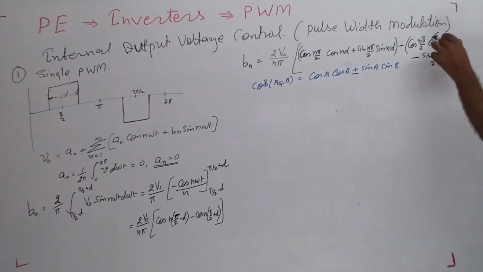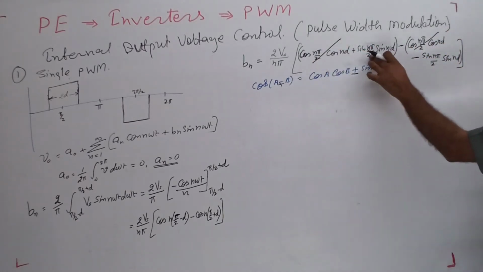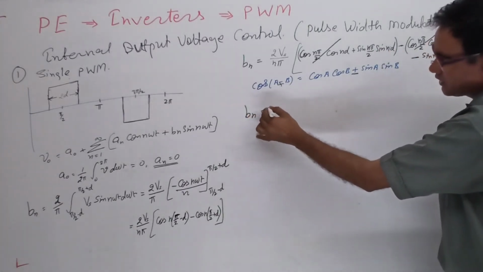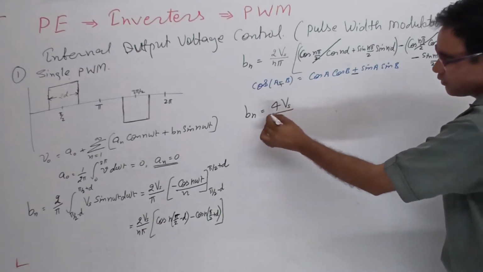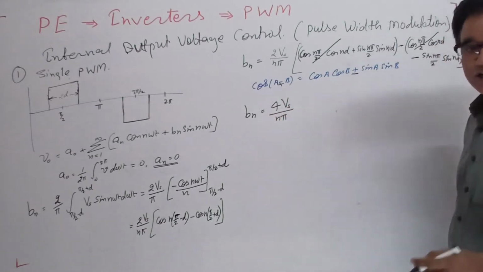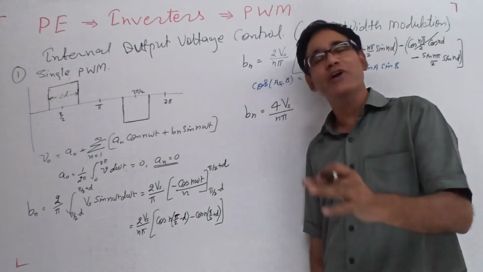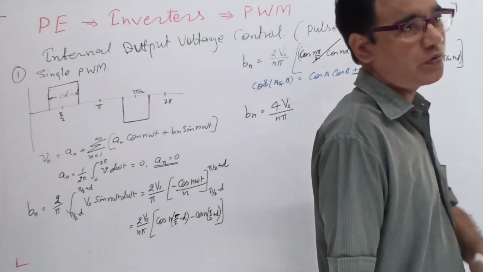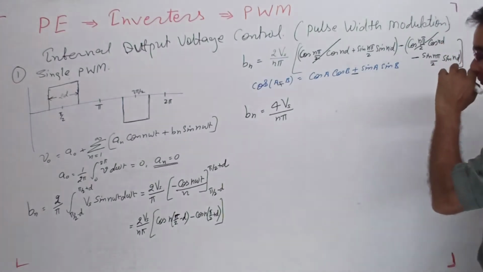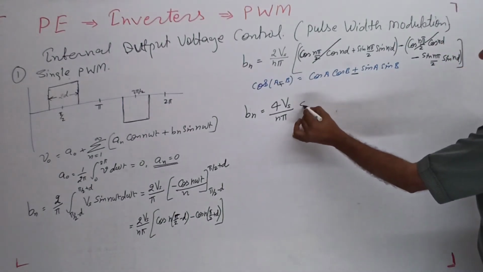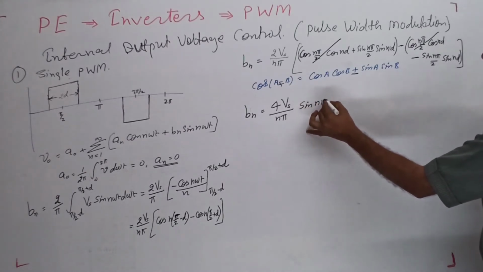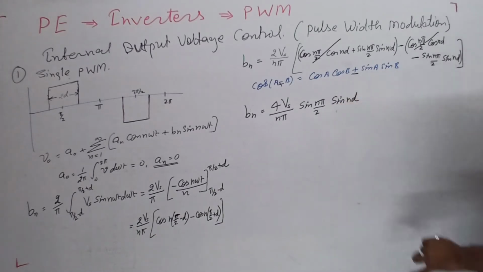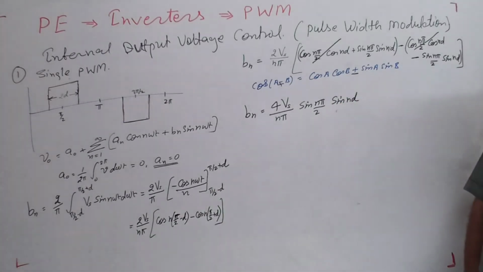So we know this cos and this cos get cancelled out, and this minus becomes plus, so it becomes twice. So Bn comes out from the Fourier series analysis: Bn is equal to 4Vs upon n pi sin of n pi by 2 sin of n d. This is the value of Bn.